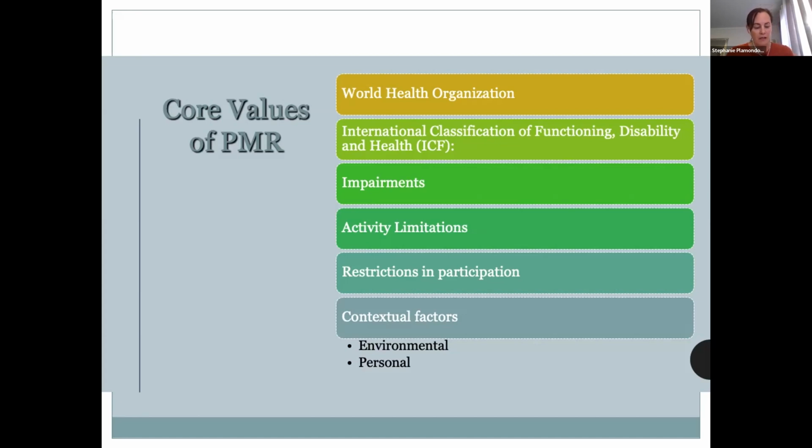And the contextual factors refers to those things that affect a person's experience of living with their condition, like the attitudinal or social environment, the physical environment, and personal characteristics like coping style or education, gender, race.